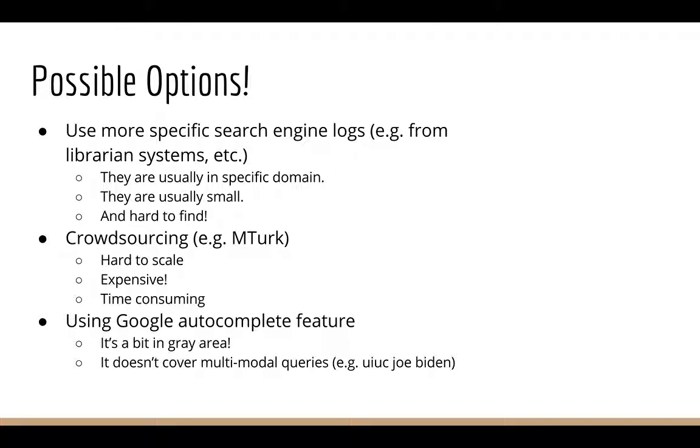Besides this, there are other potential options we can use. You can see the bullet points here. But it turns out that these options, for example, using a librarian system or using MTurk, are also hard to find and either expensive or time consuming, and in some cases also a bit in the gray area. So if you want to do research or an application on a large scale, this is going to be a problem.